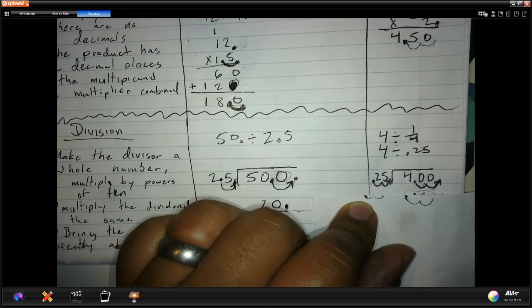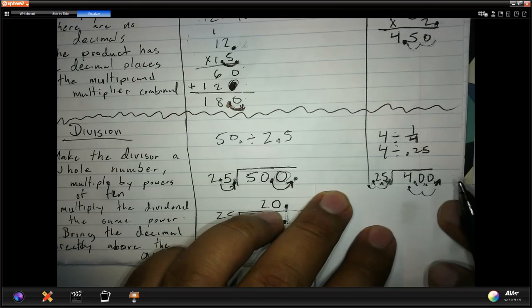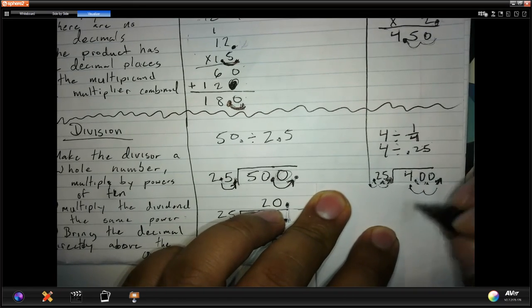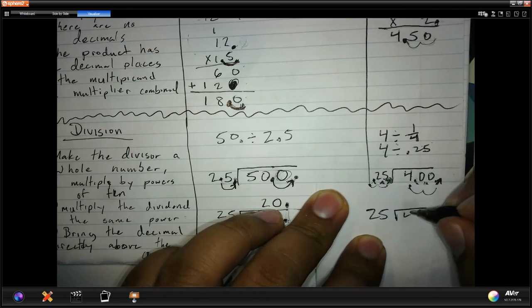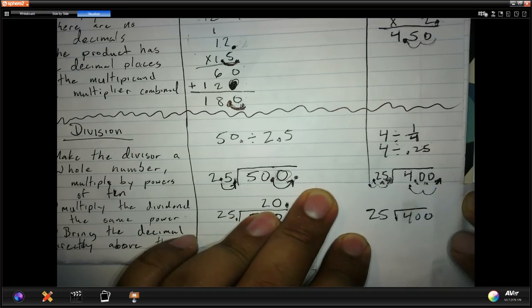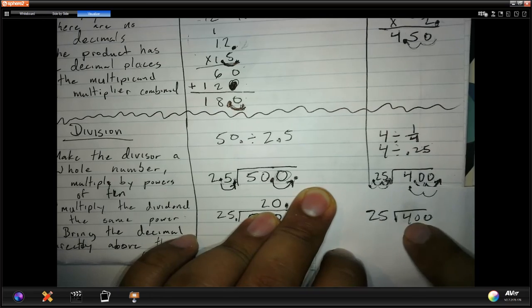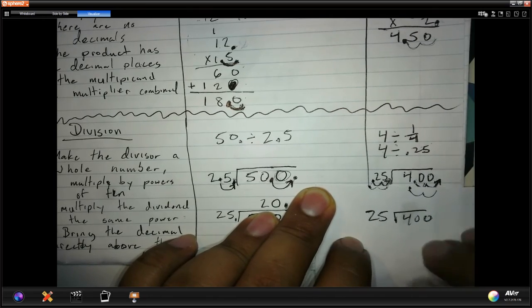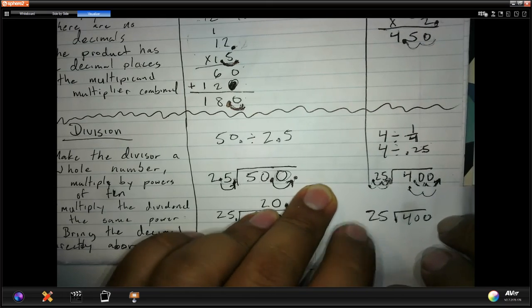Okay? So my new problem, I went ahead and worked it out, so I'm just going to rewrite it on this paper. Our new problem is 25 divided by 400. So I've got to do my math. I can either think about how many quarters are in $4, because 400 cents is like $4, or I can do the long division, and I'm going to do the long division for you guys.